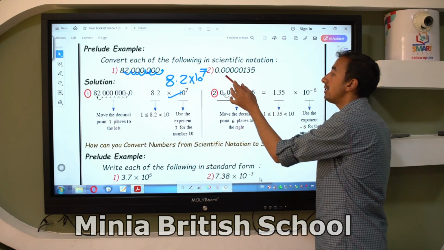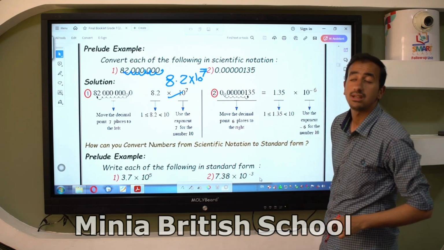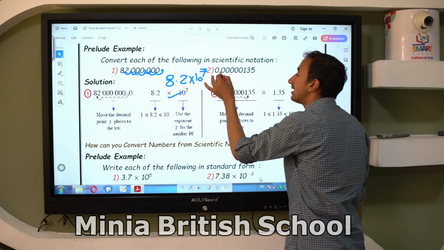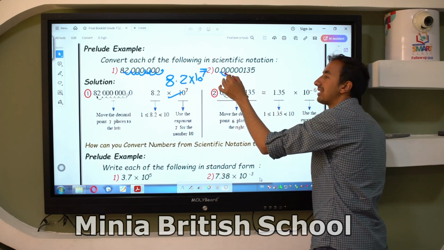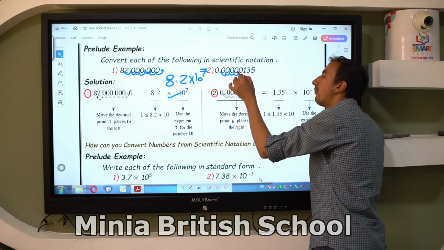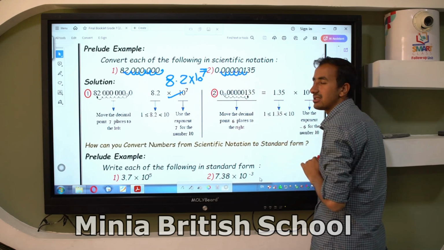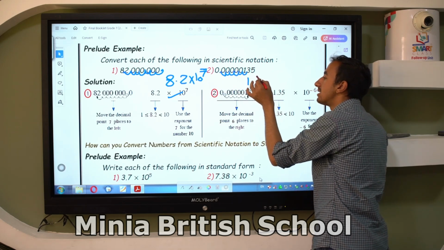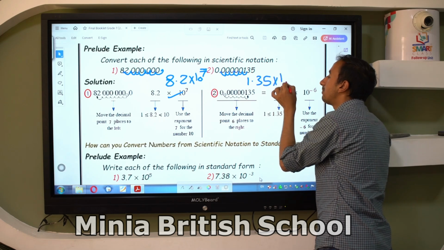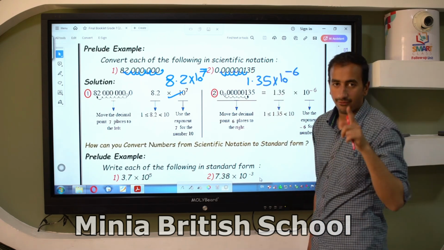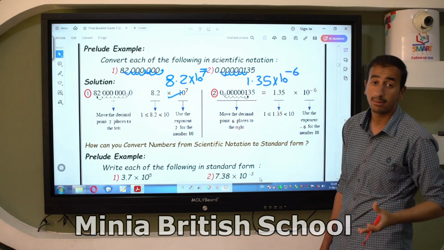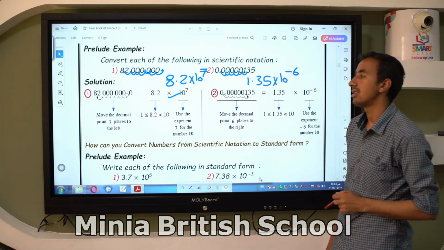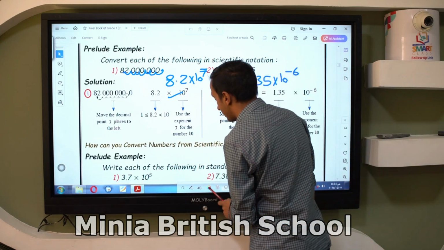Next, 0.00000135. You move the decimal point from left to right, so the power is negative: 1, 2, 3, 4, 5, 6. Excellent. So the number is 1.35 times 10 to the power negative 6. Negative 6, not positive 6, because I moved the decimal point from left to right. Okay, this is written as standard form.